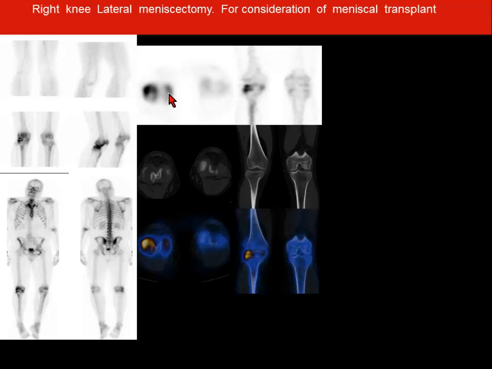Whereas as soon as you do the SPECT, it gives additional information, and you know exactly that's where the increased uptake is. That's the commonest pattern. If you see uptake like this, like the kissing pattern, that is very common for degenerative disease. That's one of the indications for patients to have surgery or meniscal repair.